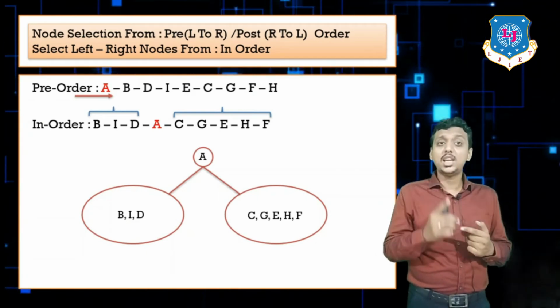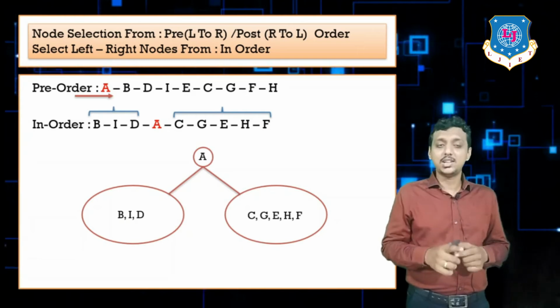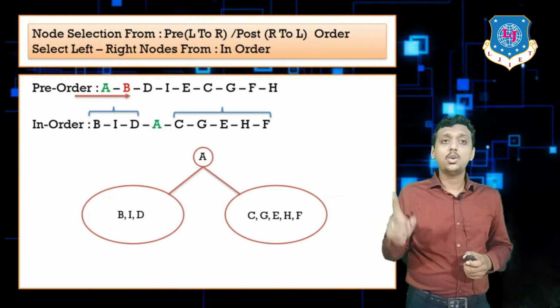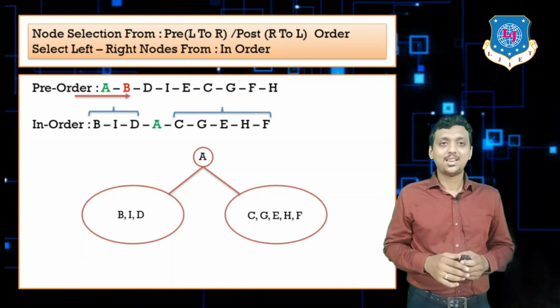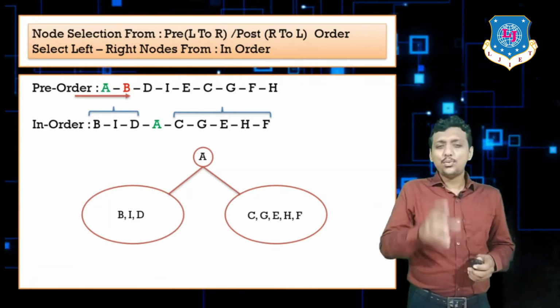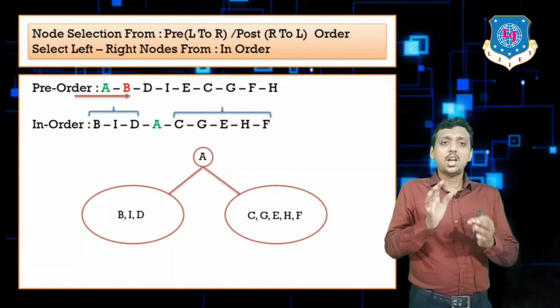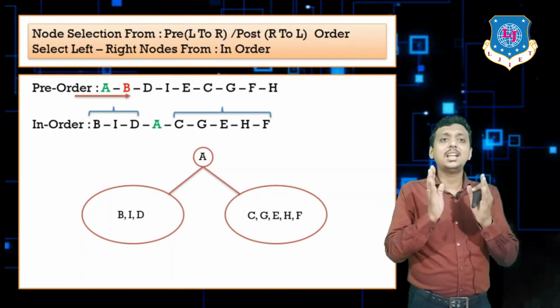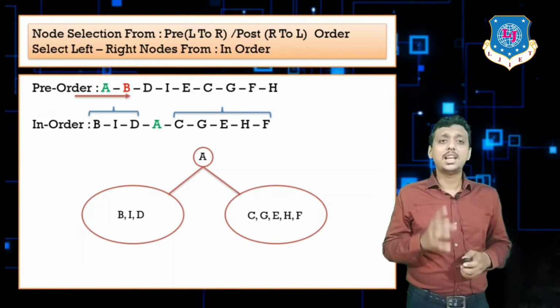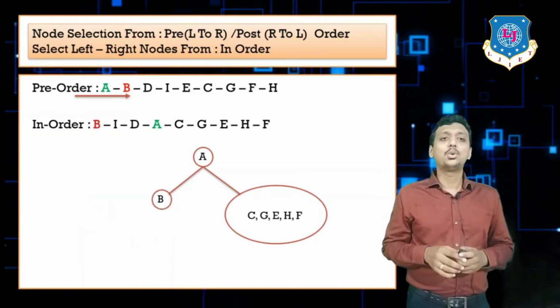For that we need to again check our pre-order sequence. If you can see our pre-order sequence, after A we have node B. Fine. So now let's start with the node B. From B, I and D, you just need to select from this part only. So from B, I and D we just need to select node B. So I'm just selecting node B.